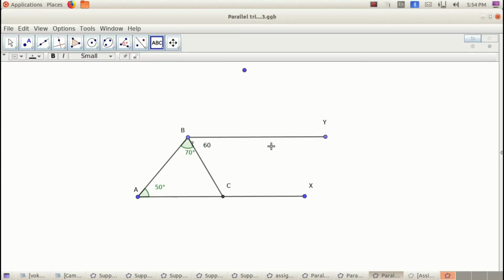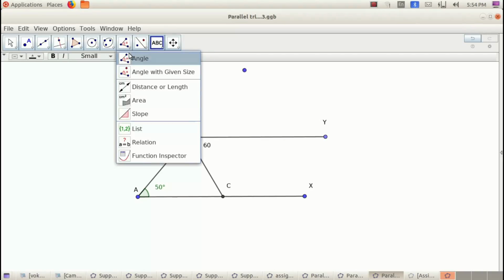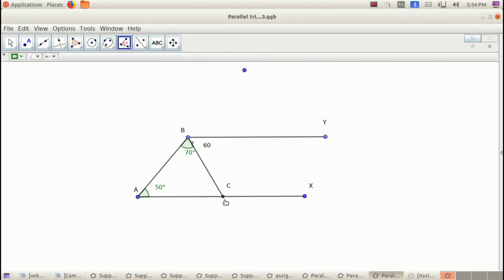Now what is the measurement of this angle? We can find the measurement here by using the angle tool. Then we can click in the clockwise direction. Then we will get the answer here. Yes, we can check it. What is the figure here? It is also 60.